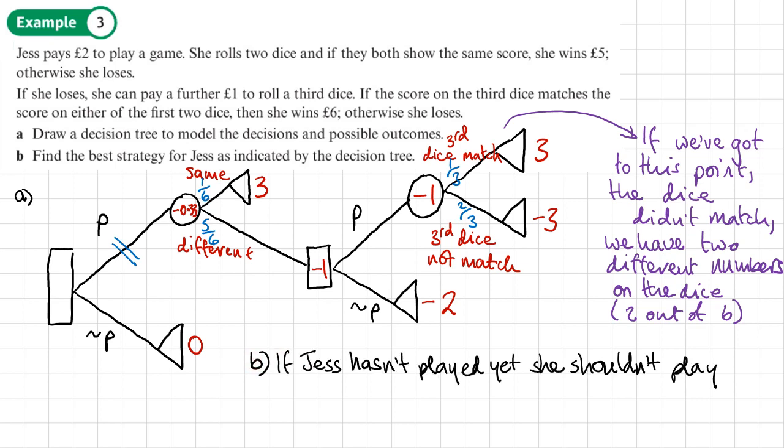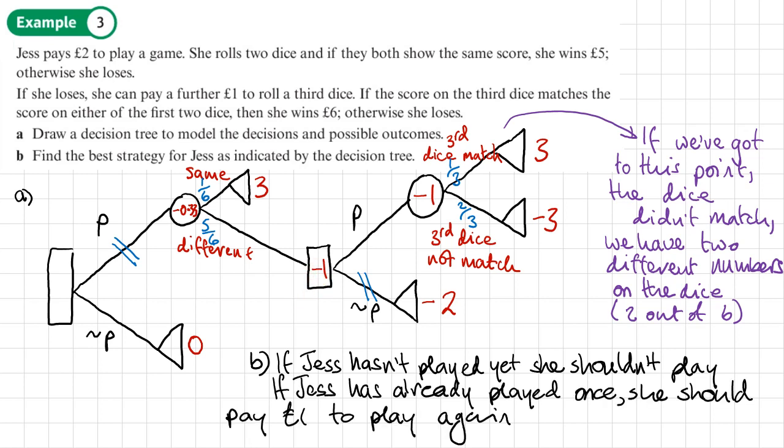If, however, Jess has already played once and she's at this point and deciding whether she should play or not, well, her best option is actually to play again because her EMV here is -1, but even though it's negative, it's going to be higher than the payoff that she gets here. So I'm going to strike out this bottom branch and then write down what she should do if she's at this point here. So if Jess has already played once, she should pay the £1 and play again.